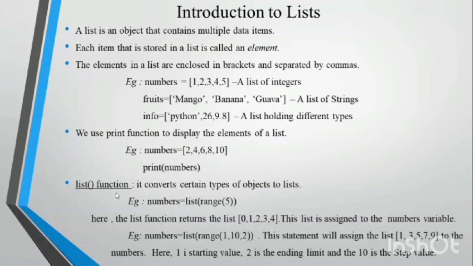Next, the list function. The list function is used to convert certain types of objects to a list. We can also give a range of elements in the list function. Here, the list function returns the list 0, 1, 2, 3, 4. This list is assigned to the numbers variable.